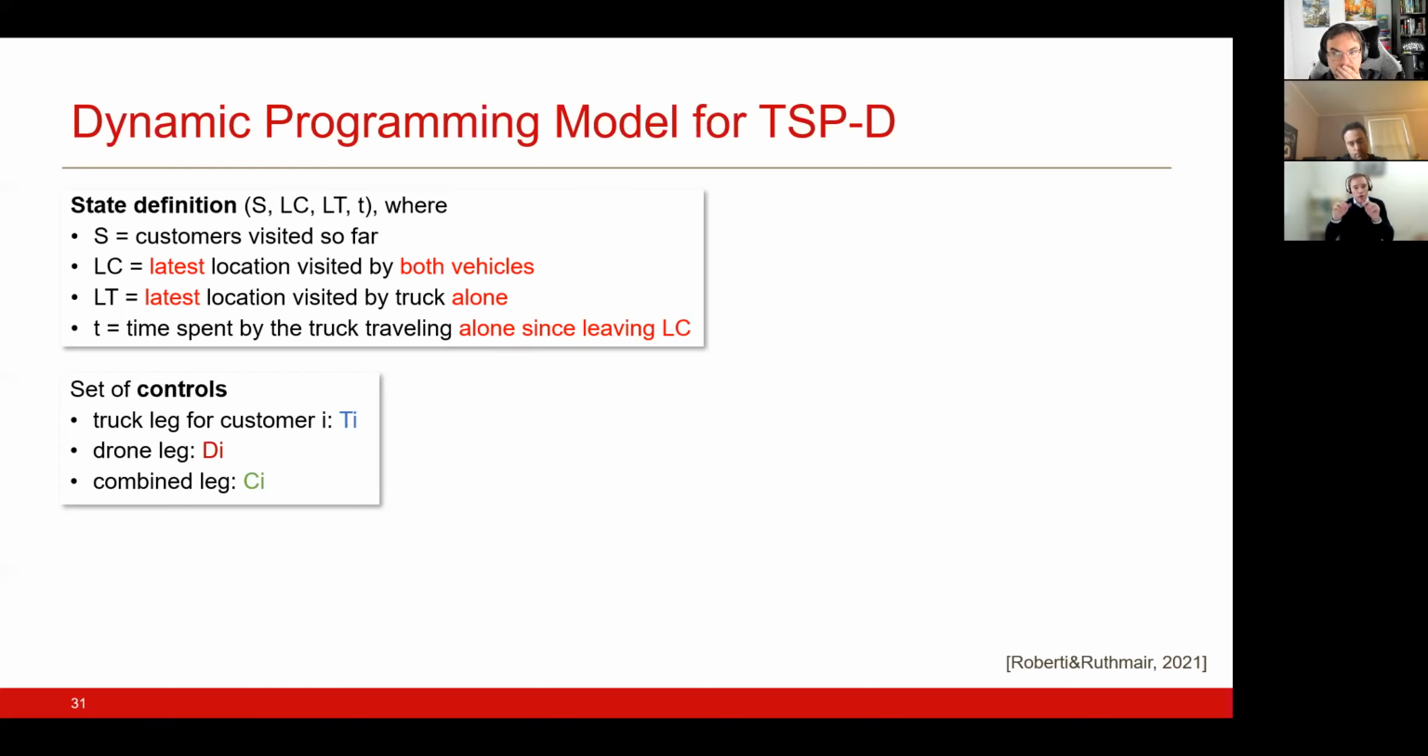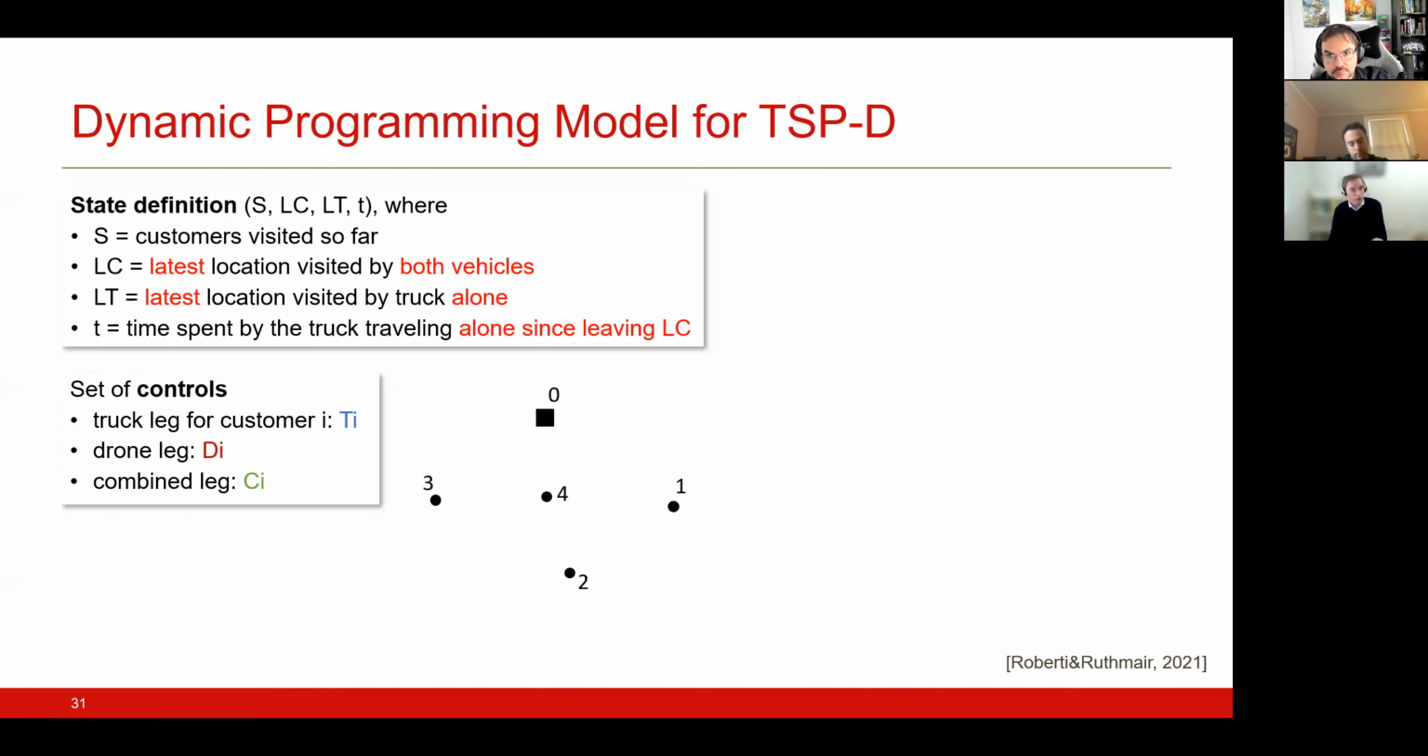So what do we need to track a route in a dynamic program and later on in our decision diagram? So we need to understand what are the customers we have visited so far. And we also need to understand when does the drone split off and where does it reconnect? And to keep track of that, we have this LC and LT as the latest combined location and the latest truck location. So we know where was the latest time they were jointly at a location, and then where do they reconnect again. And also we need to have the time that the truck spent traveling alone, because we need that to compute the marginal increase of the drone distance. The controls are, we can either go with the truck alone and the drone will be doing something else. We can either express the drone leg or we have a combined leg.